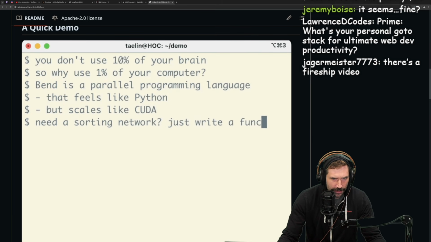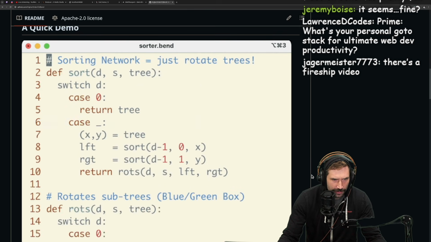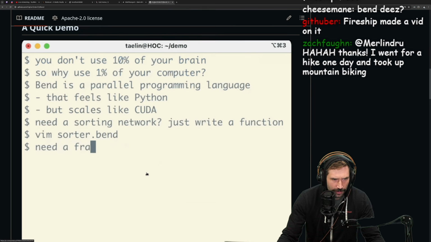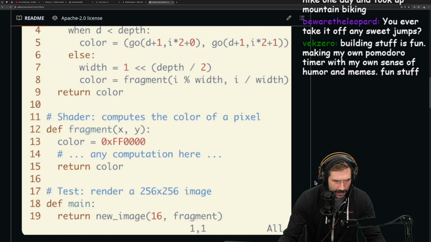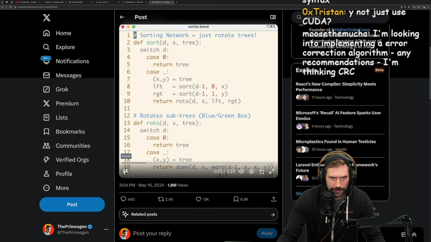CUDA. Need a sorting network? Just write a function. Vim sorter.bend. Sorting network. Oh gosh, come on. Let me see it. Need a fragment there? Just write a function. I wish I could pause this. Let's look at this for a second because this looks pretty cool.